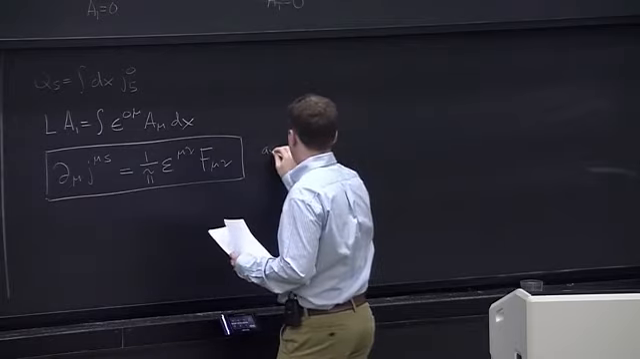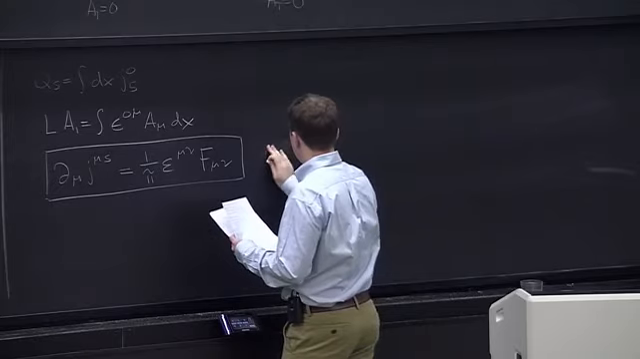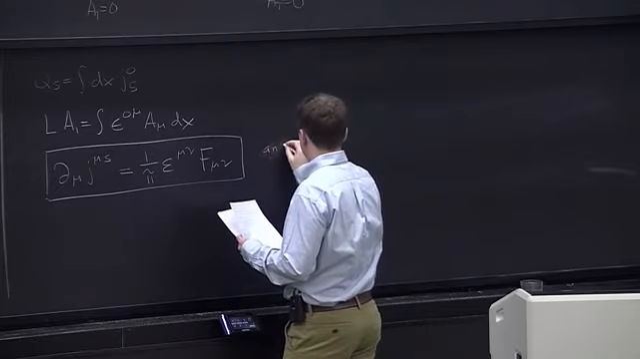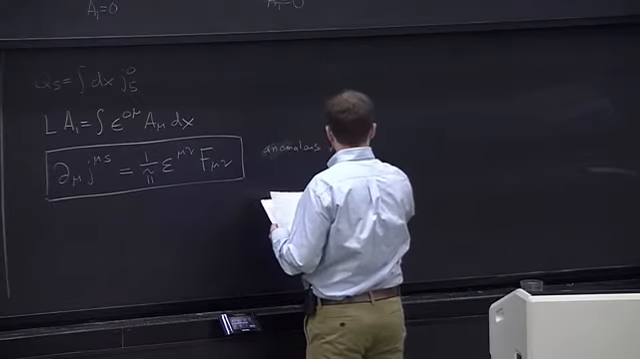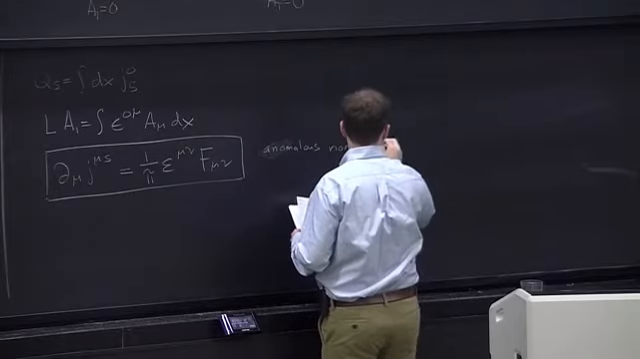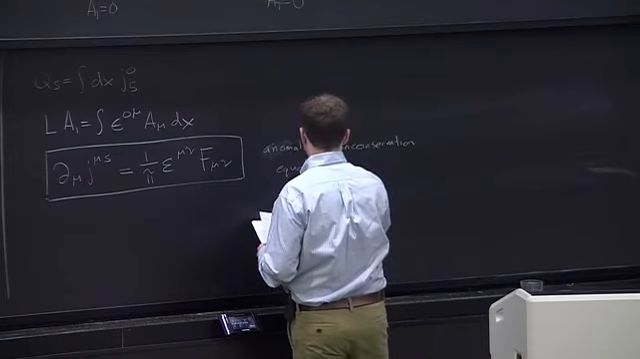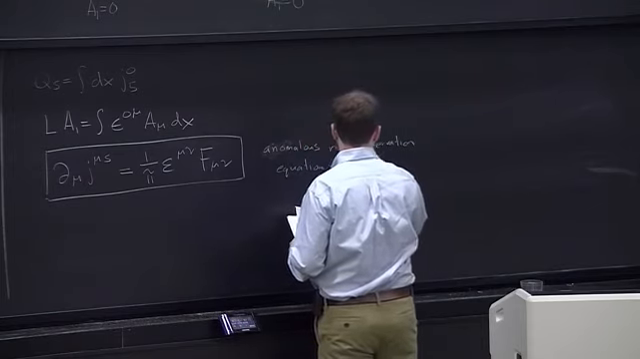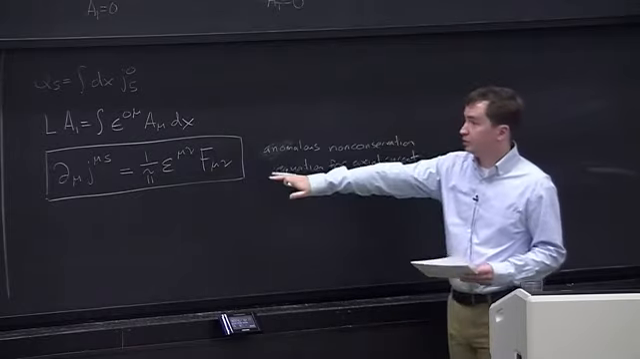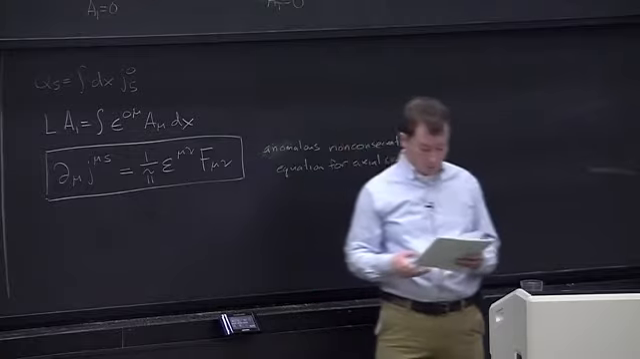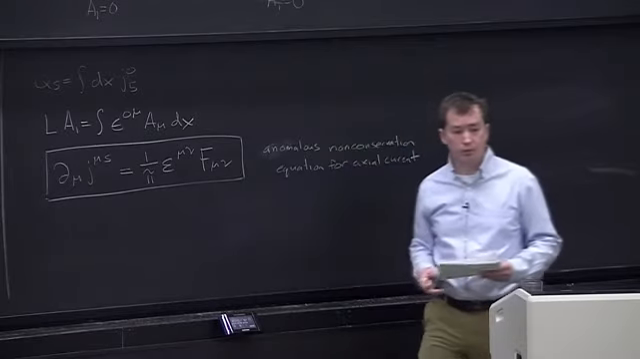So this is the anomalous non-conservation equation for the axial current. We expected this was 0 classically, and we see we have a non-zero right-hand side.